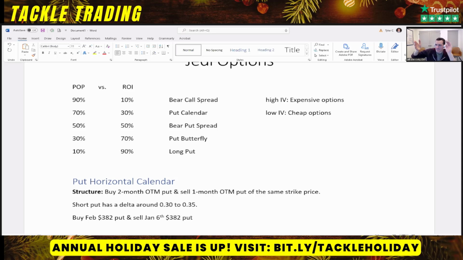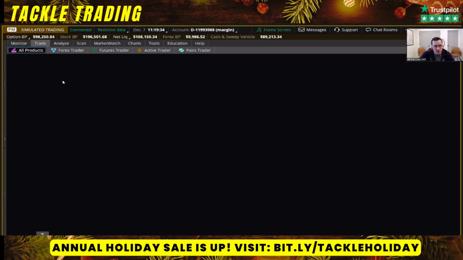Usually I like to buy 60 days and sell 30 days, but there's not a good 30-day option, or at least there's not actually a 60-day option right now. I can get a 30-day on the short side. Can't get a 60-day on the long side just because of where we're sitting with the cycles. So February is like 72 days out. Jan 6th is about 30 days out. So it's close.